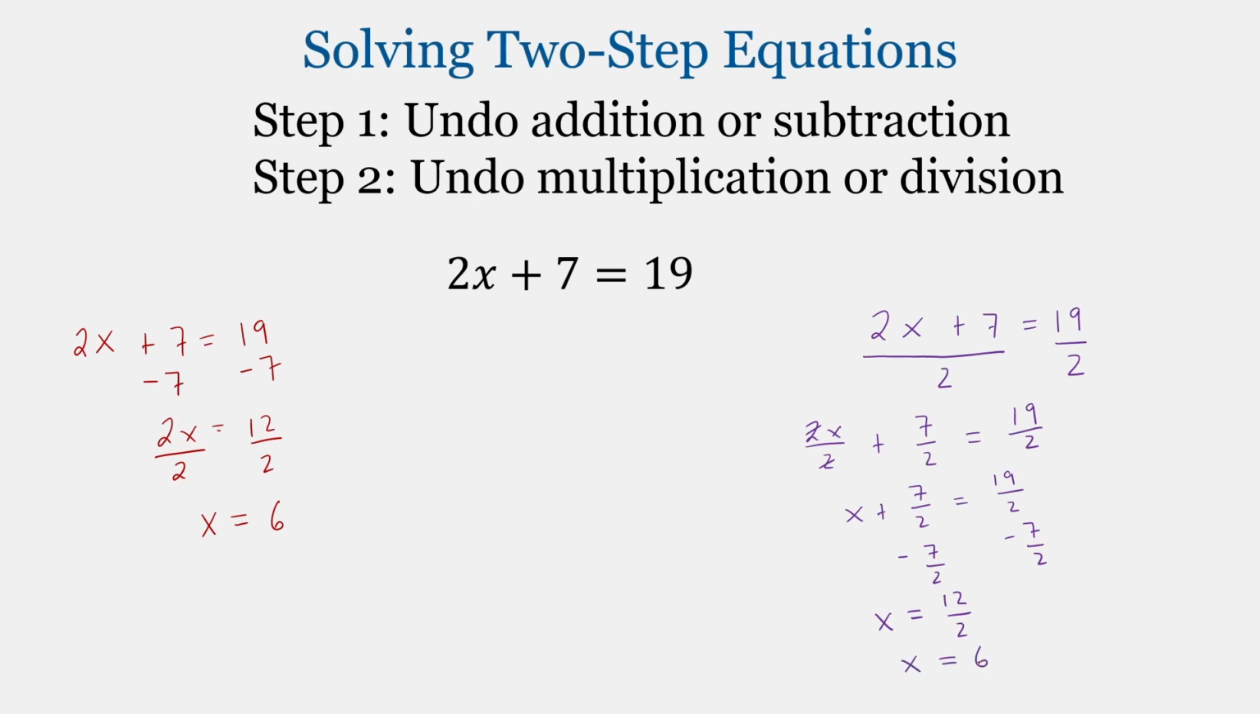So we end up with the same answer. By undoing multiplication first, using division, we did introduce fractions into solving this equation. And then checking our answer, wherever there's an x, we'll put in a 6. So we have 2 times 6 plus 7 is equal to 19. Following the order of operations, we're going to do multiplication first. So that's 12 plus 7 is equal to 19. 19 is equal to 19.